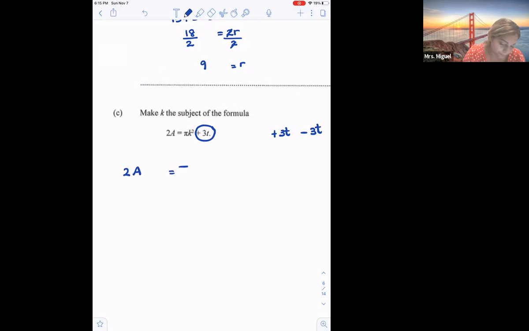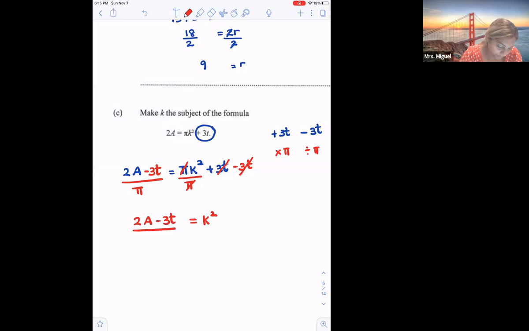2a is equal to pi k squared plus 3t. We add in the inverse: minus 3t, minus 3t. Here it is going to cancel. Now, we need to remove pi, but the inverse of multiply by pi is divide by pi. So we are going to divide by pi. Here it is going to cancel. So k squared is equal to 2a minus 3t over pi.